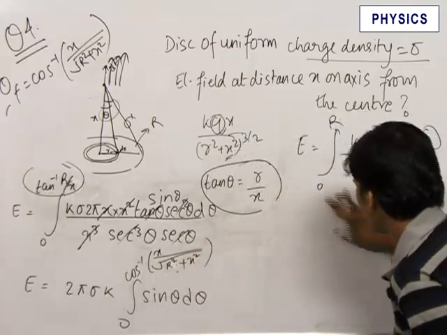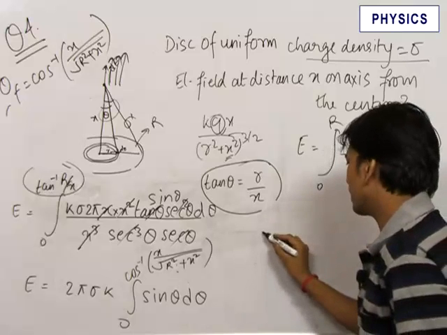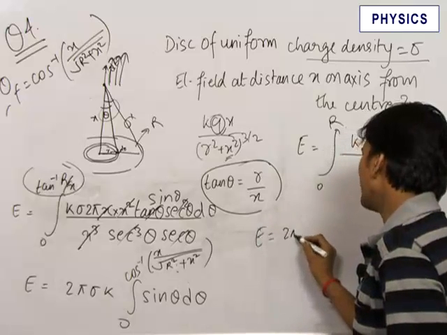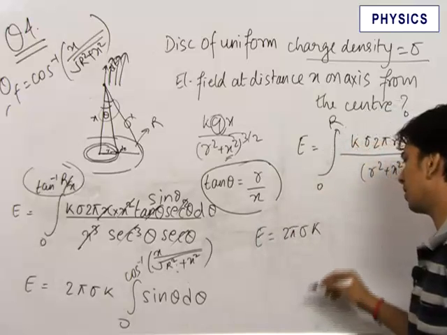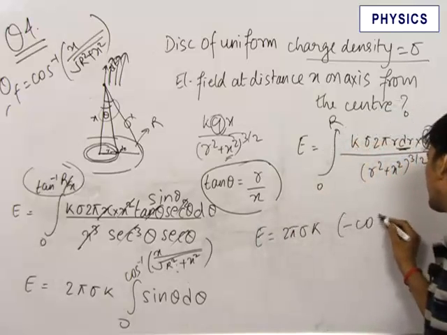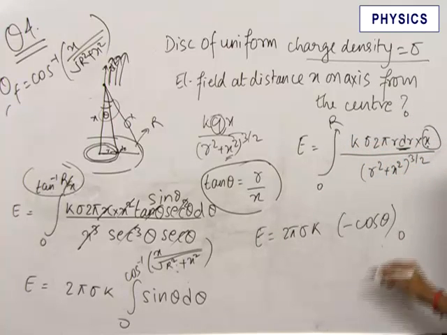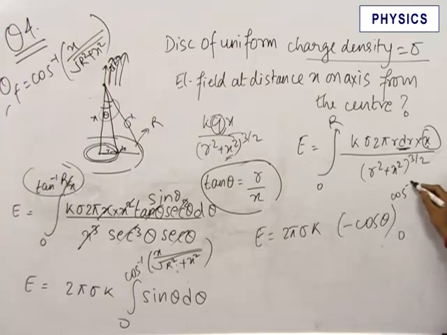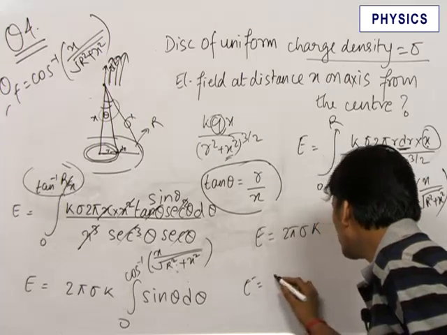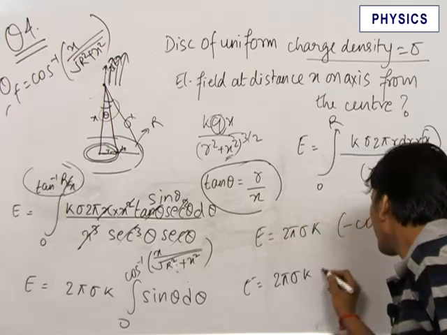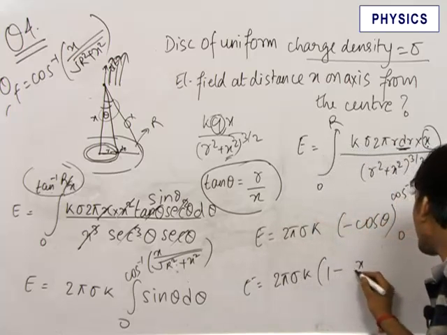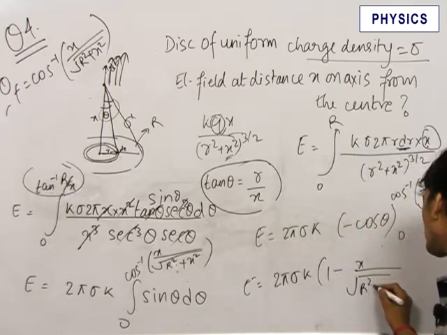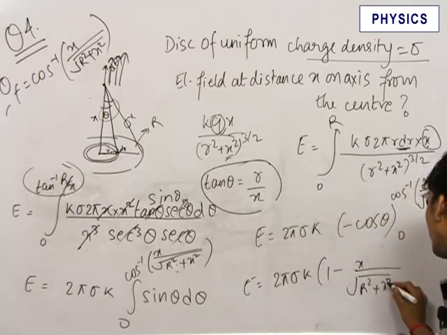Now we can easily solve this. E becomes equal to 2 pi sigma k minus of cos theta from 0 to cos inverse x upon root over r square plus x square. So we get from here E is equal to 2 pi sigma k into 1 minus x upon root over r square plus x square.